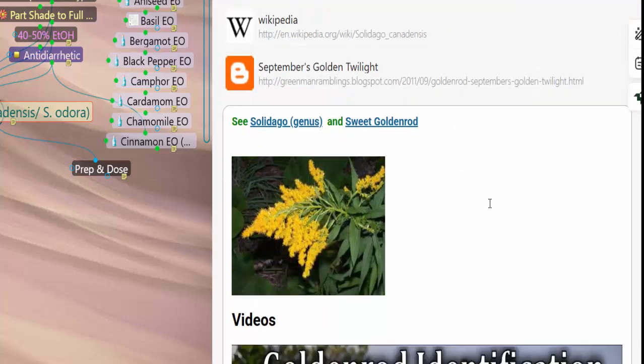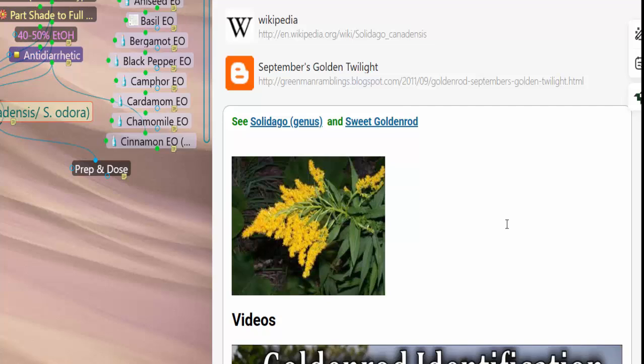Some links here, we'll skip that. Now some people mistake goldenrod for ragweed, so be careful with your identification. It's ragweed that causes allergies, goldenrod does not. It's always a good idea to take a look at the genus of any plant that you're studying, because there are many species in a genus. Some of them are medicinal, some are not.